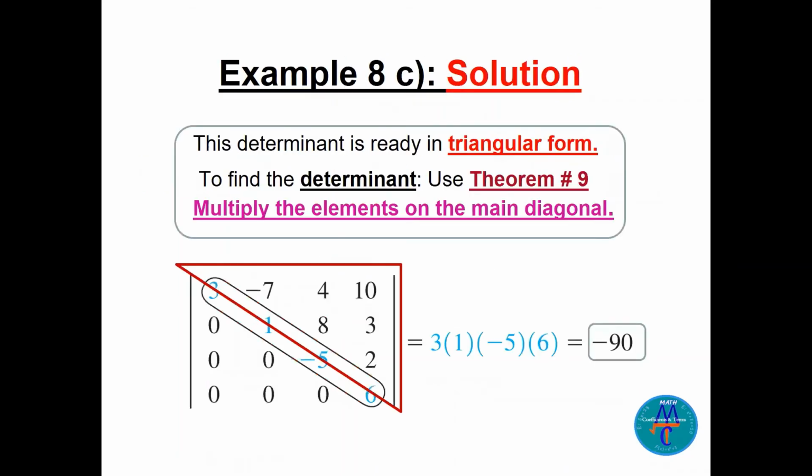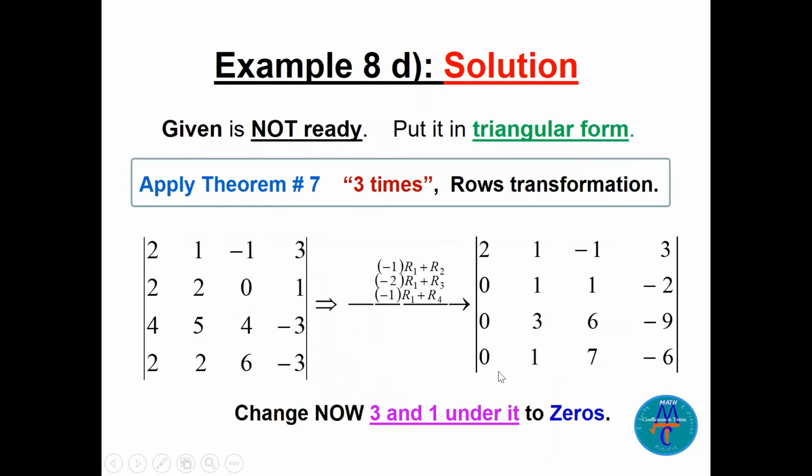So if we look at C, see here, we see it's ready. See, this one is ready. 3 minus 7, 4 and 10, and 1 here on the main diagonal, -5 in the main diagonal, 6 in the main diagonal, and here we have zeros under. So to find the determinant, just multiply 3 times 1 times -5 times 6. It will be -90.